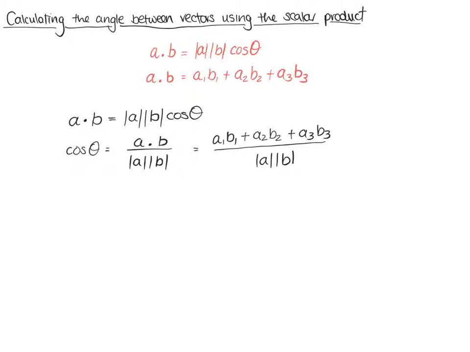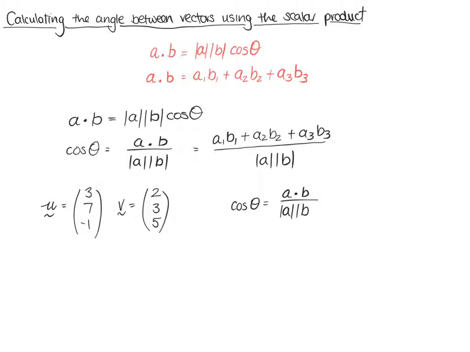Right, so we're going to have a vector u, which is equal to (3, 7, -1). And we're going to have a vector v, which is equal to (2, 3, 5). We want to find the angle between these two vectors. So we know that cos of that angle is equal to the scalar product of those two divided by the magnitude of A times the magnitude of B. This time, because we've got u and v, it's the dot product of u and v, not u and b. They do sound similar, but they're not the same. So u dot v over the magnitude of u times the magnitude of v.